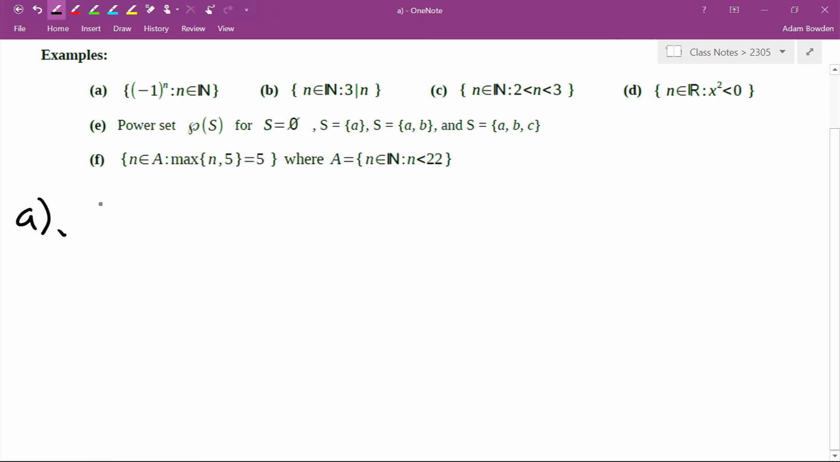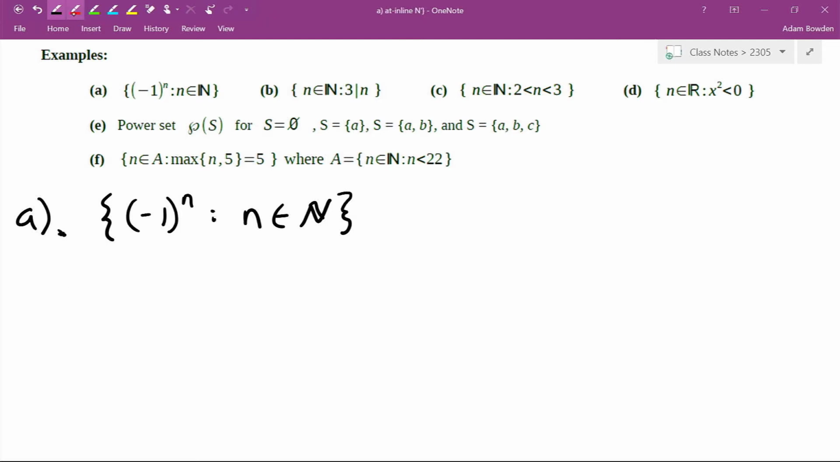Let's start off with this set defined by -1 to the n such that n is an element of the natural numbers. Okay, and so we'll list out the elements of this set based off of this definition. N is an element of the natural numbers, so we look at the natural numbers. Natural numbers start from 0, then go 1, 2, 3, 4, and so forth.